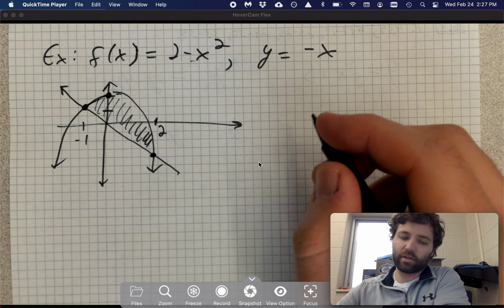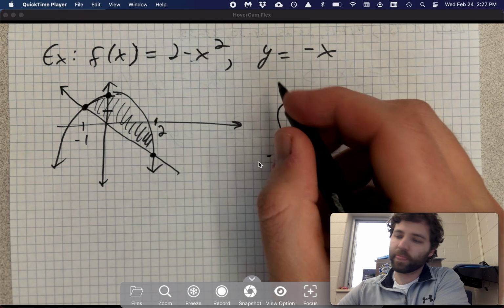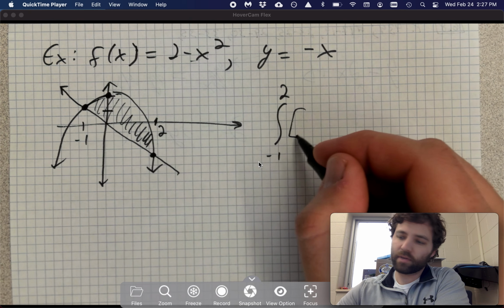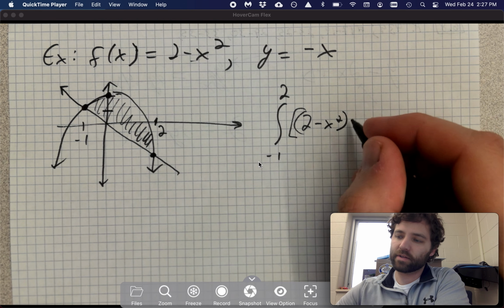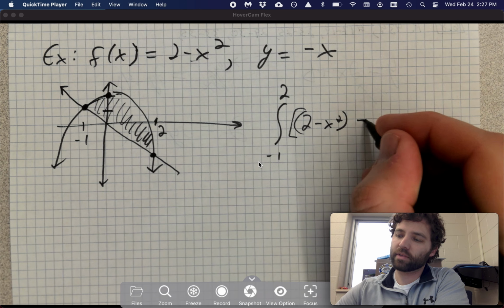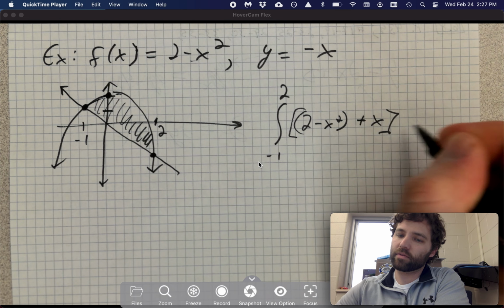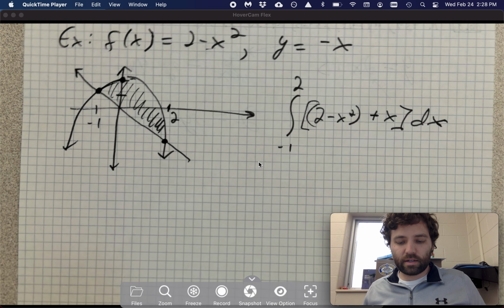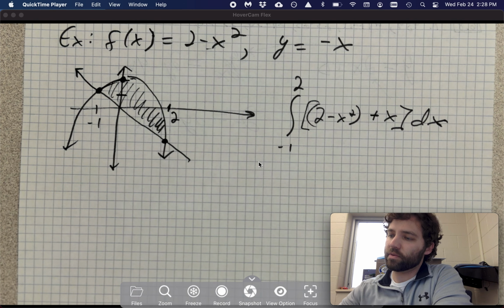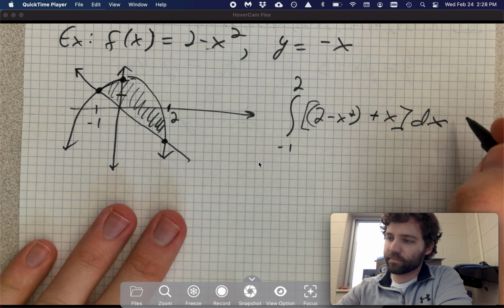So we're going to integrate from -1 to 2 of 2 minus x squared, that's the top function, minus the bottom, which would be minus the negative x, so plus x, all with respect to x. And when you solve that, you get 4.5.